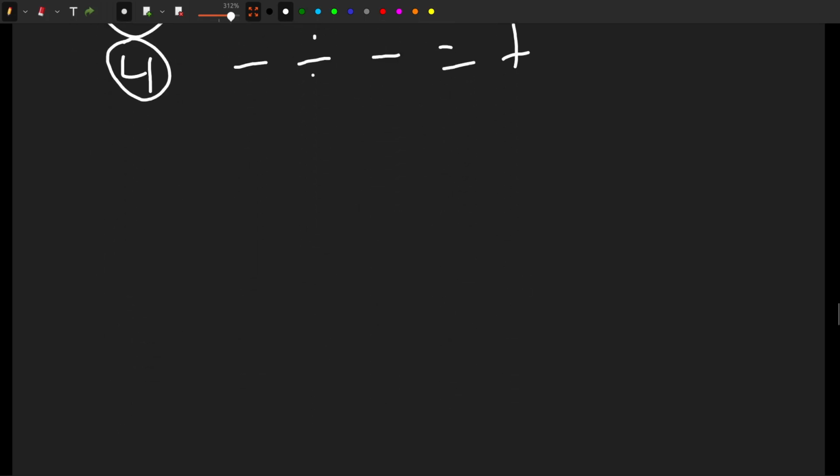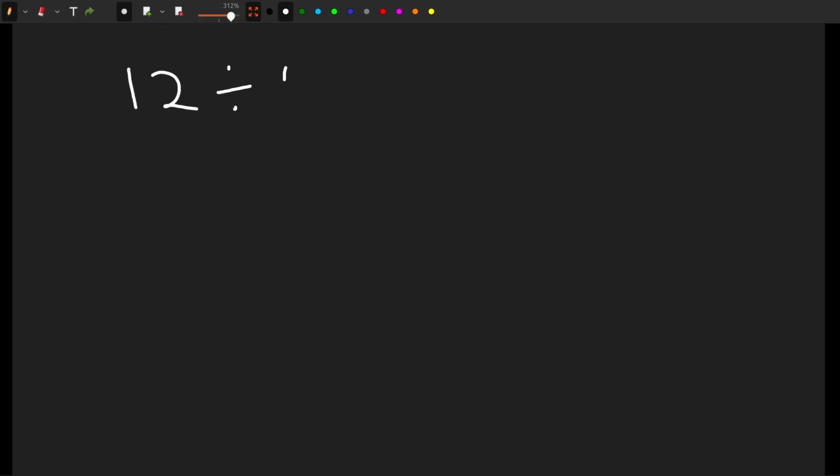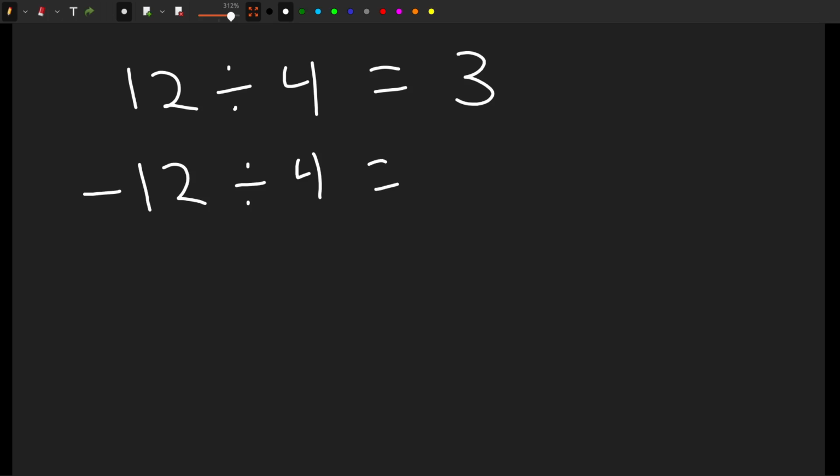So if I say what is 12 divided by 4? Since they're both positive in this case, we simply divide them as we've always known, and it becomes 3. If I'm looking at what's -12 divided by 4, we say, well, that's using our rules above, a negative divided by a positive, which is simply a negative, and so we're going to get negative 3 in this case.